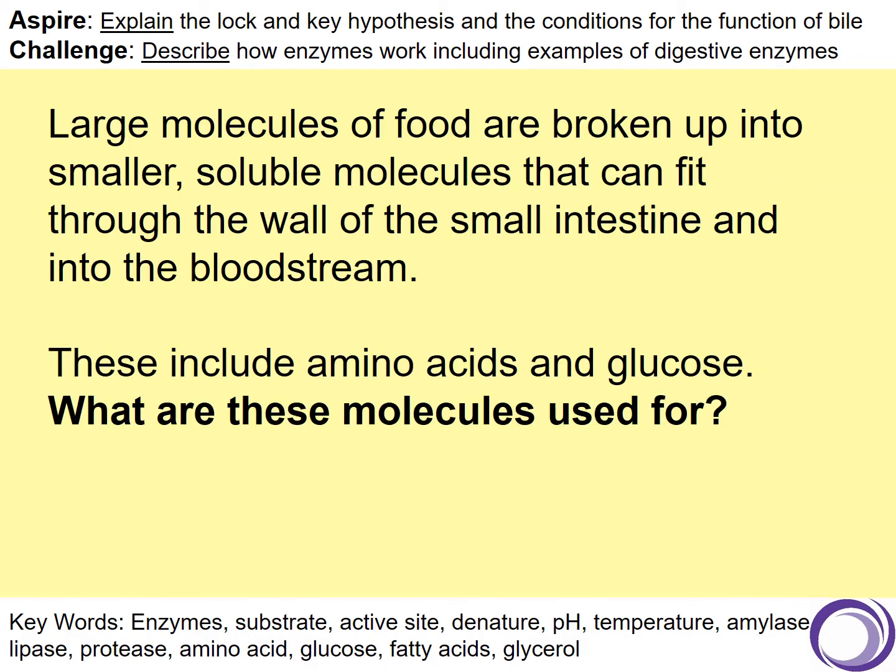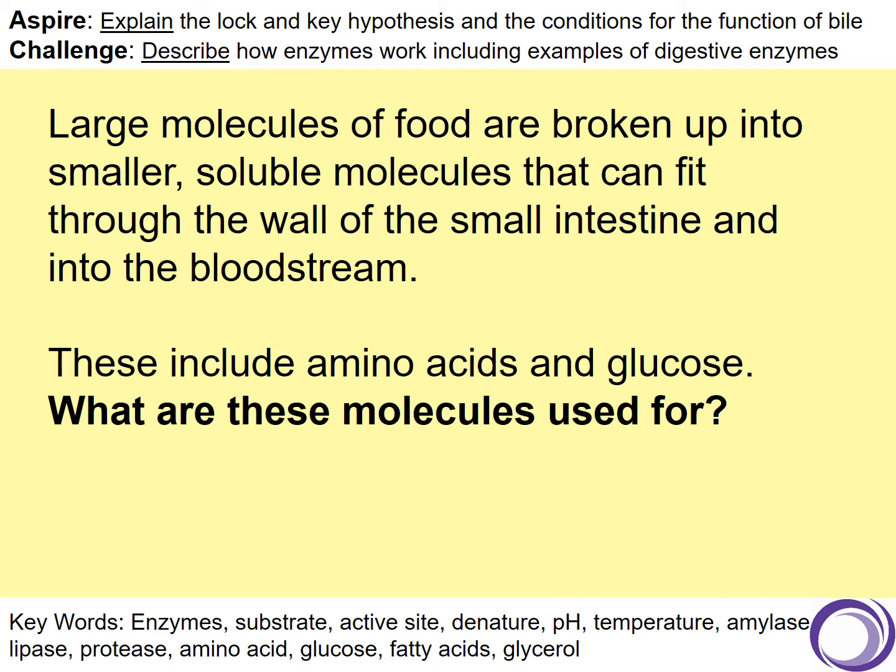The whole point of enzymes is that we can get these really large molecules that we eat, and break them down into smaller ones, and they have to be small enough to pass through the cell membrane. So they have to be really soluble and much smaller, and then once they can get through the cell membrane, they can get into the bloodstream and get around your body. And the small molecules that we're looking for, the really important ones, are called amino acids and glucose.